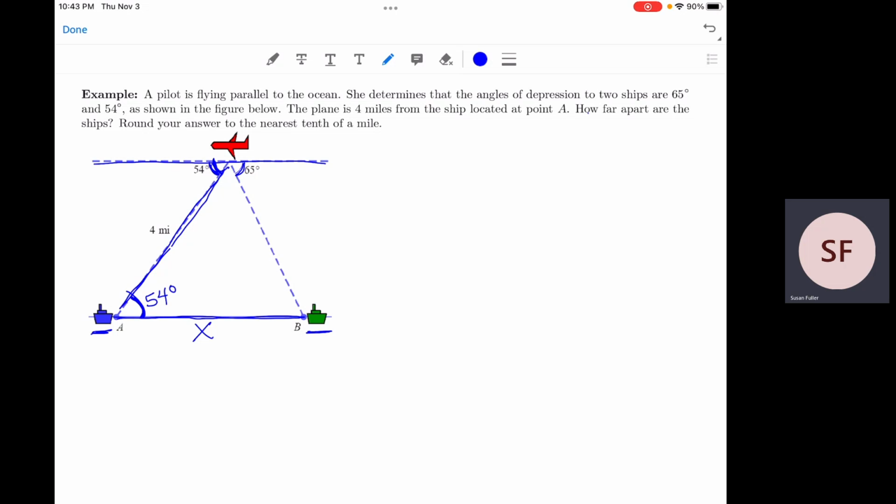Similarly, because of alternate interior angles, this angle here over by ship B is equivalent to 65 degrees up here, which is an alternate interior angle. So this angle down here is 65 degrees. And so now I've got two angles in my triangle. That means I can go ahead and solve for the third if I'd like to.